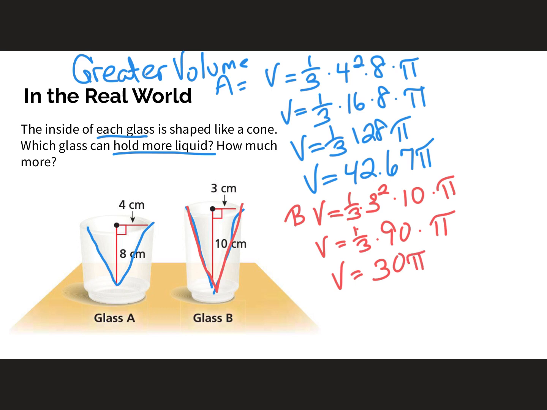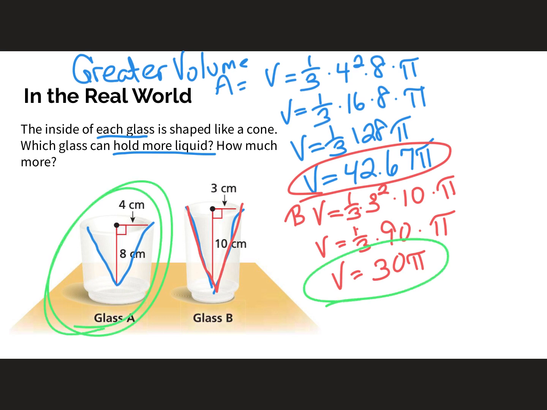So we can see that glass A has a larger volume. It's 42.67 pi, whereas glass B had a volume of 30 pi. So glass A has the larger volume. Even though it's shorter, it's got the larger volume because it's got a wider cone. Okay, so go ahead and try your problems in class and ask any questions you have. I'll see you then.